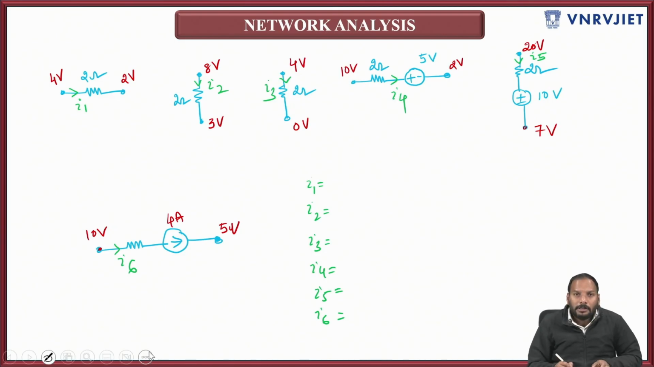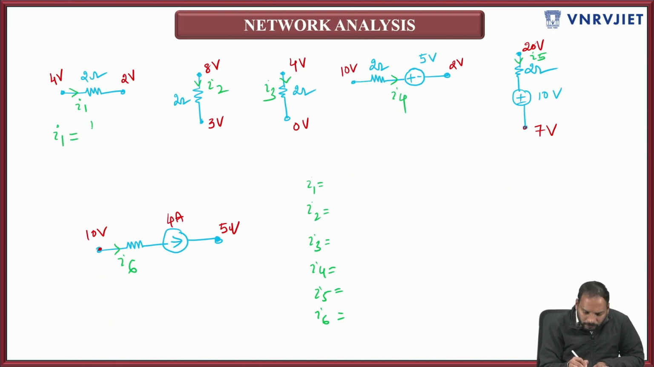So how will you calculate the value of I1? Whenever you are applying Ohm's law, always take the resistor and consider the direction of the flow of current. Wherever the current is starting, take it as high potential, and where the current is ending, consider it as low potential. So I1 is exactly equal to 4 minus 2, divided by the resistor value. The resistor value is 2, so the answer is 2 by 2, which is 1 ampere.